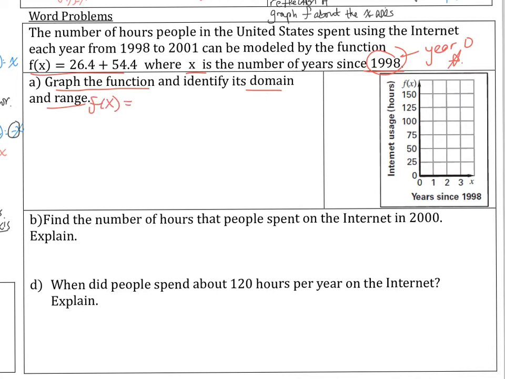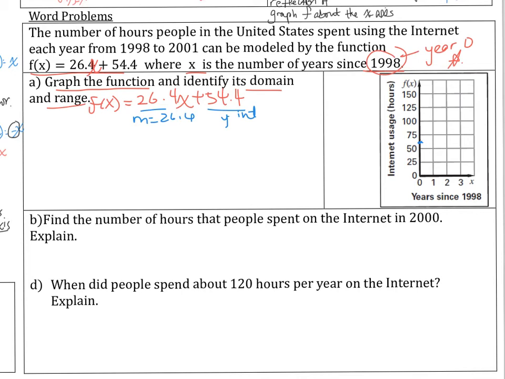F of x equals 26.4. Apologize for this typo. x plus 54.4. Okay, and you will know that this is the slope. And this is the y-intercept. And with these two pieces of information, we can graph. So I'm going to roughly plot the y-intercept around this point. Okay, a little above 50.